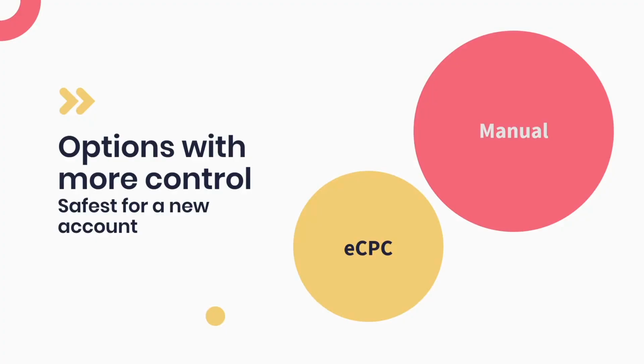Manual bidding is exactly that. It's completely manual, so no automation is involved. You would set your CPCs and then you control them. So if you want them to change, then you would have to change them yourself.